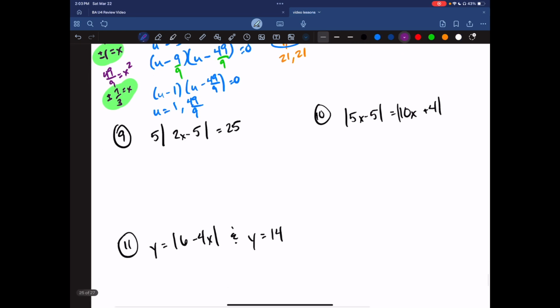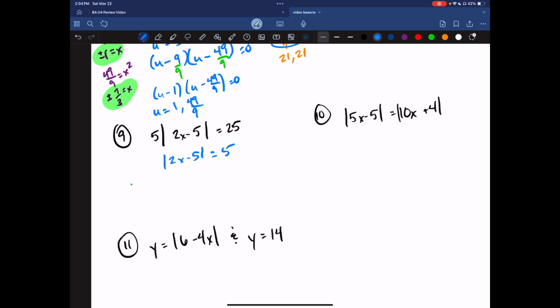Starting with number 9, we have absolute value. You treat absolute value like anything else. The only catch is, remember, the absolute value can't be negative. And so if you plug a negative into it, the absolute value will take care of it and spit out a positive number. Until you get to the absolute value, you treat it like parentheses. So 5 goes into 25, so I can just go ahead and divide this out. And so that's going to be the absolute value of 2x minus 5 equals 5.